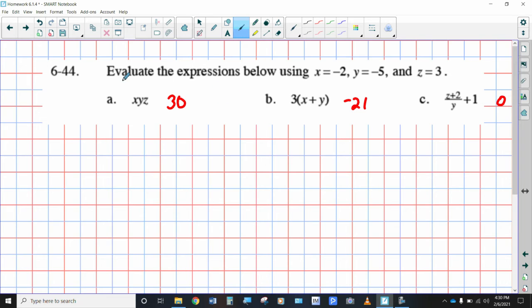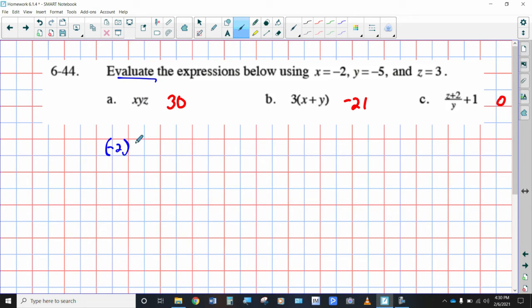All right, now we are evaluating expressions. Whenever you evaluate an expression, you just plug these numbers in and then go through the order of operations. In algebra, when you've got variables being multiplied together, you just put them side by side, no operation symbol in between.